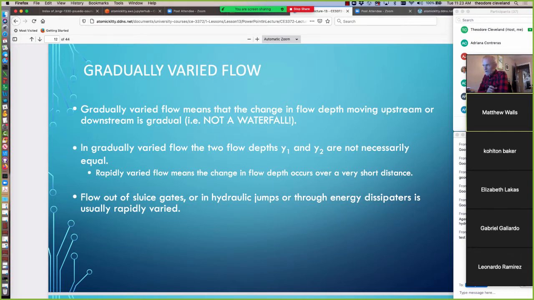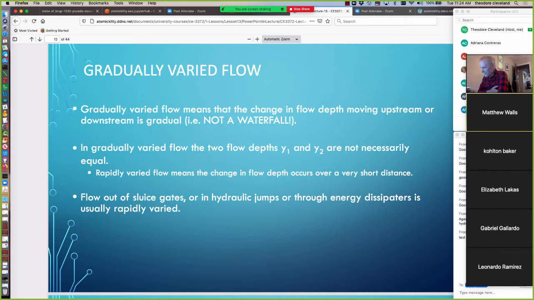So gradually varied flow, the two flow depths, y1 and y2, are no longer equal, and that change occurs over relatively long distances. Hundreds of meters, if you will, is gradually varied flow. If that change occurs over a very short distance, like 1 meter, you get into waterfall regime there, that's called rapidly varied flow. And rapidly varied flow means the change in the flow depth occurs over a very short distance, on the order of meters.